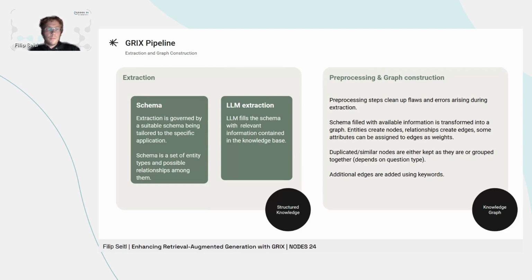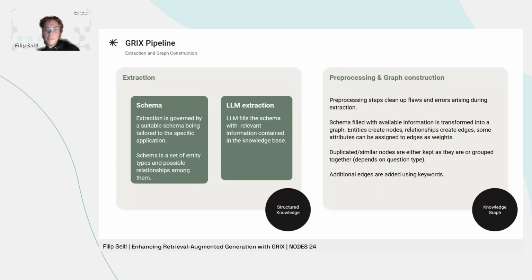So at the beginning you have a schema. Imagine the person and the person attributes. We use a large language model to fill this schema, and this is our structured knowledge. Then we need somehow to modify it to correct some errors arising during the extraction part, and then we construct the graph in Neo4j using Cypher queries.